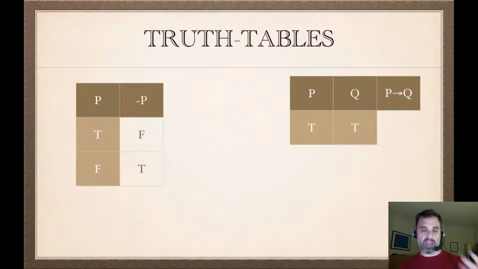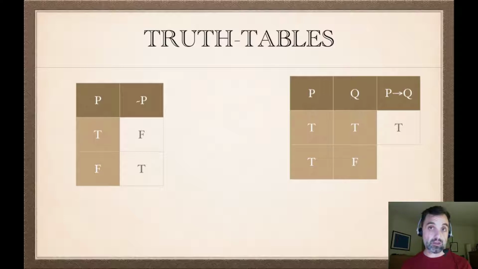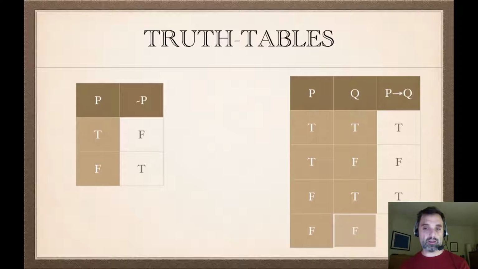And similarly, we can do a truth table for the conditional. So if both the antecedent and the consequent are true, then the conditional is true. If the antecedent is true and the consequent is false, the conditional is false. If the antecedent is false and the consequent is true, then the conditional is true. And if the antecedent and consequent are both false, then the conditional is true.